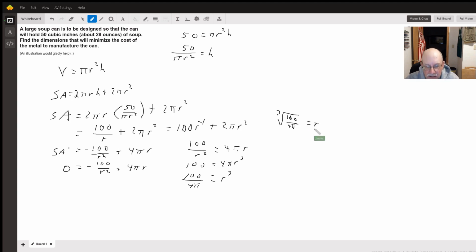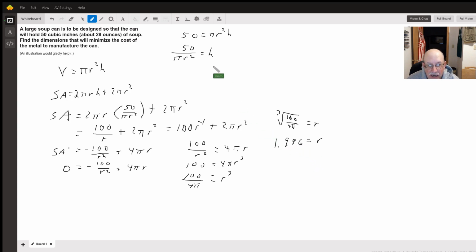I'm going to work that out on the calculator. 25 divided by pi equals. Cube root of that number is 1.996. That will equal r.